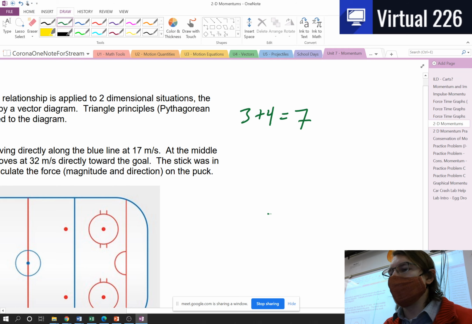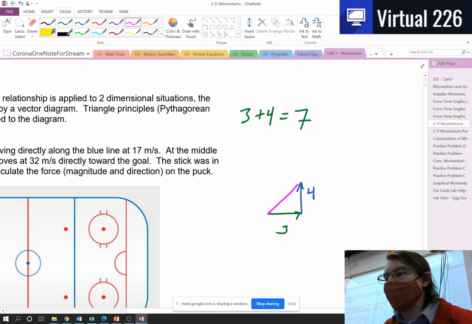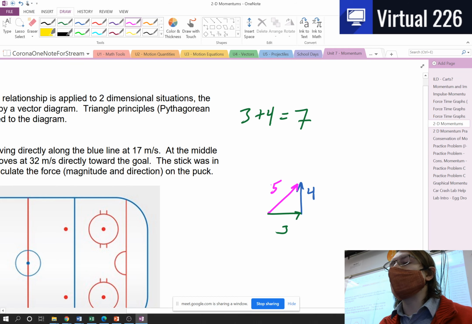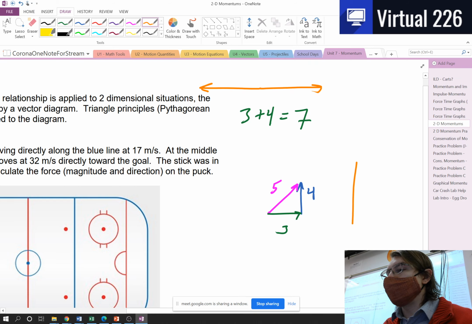And one of our answers was, if I have 3 going this way, and I have 4 going this way, then going start to finish, or what they're equal to, we know that's 3, 4, 5. That's a 3, 4, 5 triangle there. So 3 plus 4 equals 5, which isn't 7, but it's vectors. They add differently because we're no longer in one dimension on the number line going left and right. We're in 2 dimensions. We're going left and right, and we are going up and down.